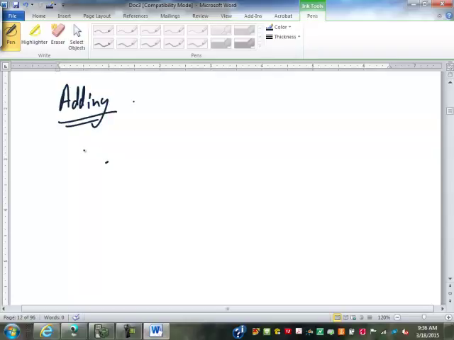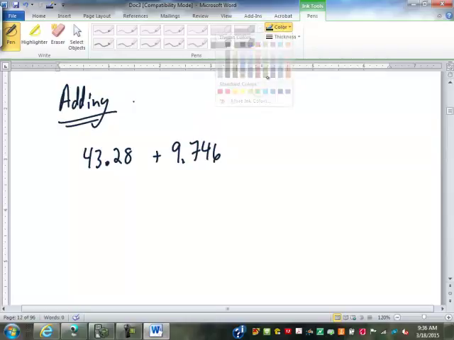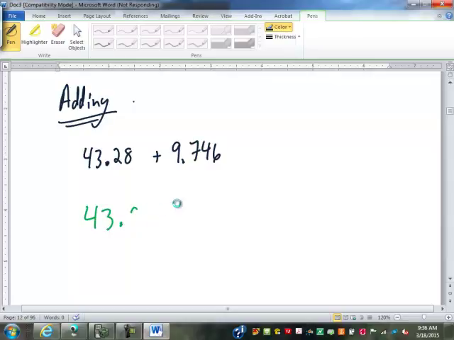But when we add, we have 43.28 plus 9.746. When I go to add it, now we've always done addition vertically, putting one over the other. What do I have to remember to do as I'm setting these up?